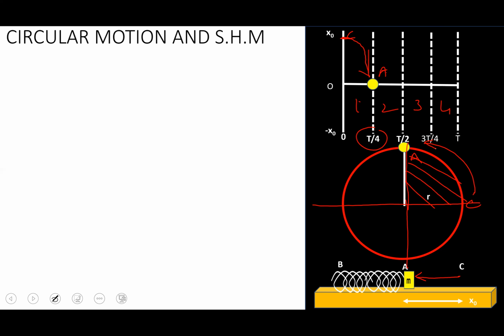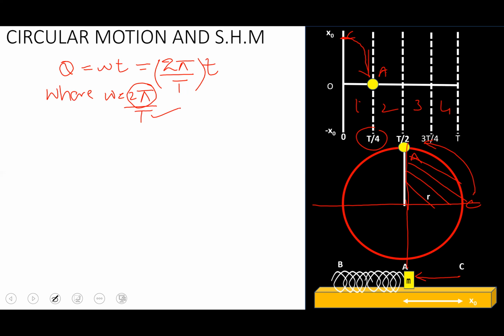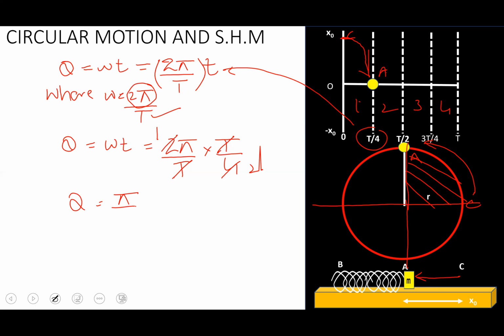If we want to write this in the form of radians, then we can use this formula: theta is equal to omega t. And since we want the body to move in a circular motion, omega is equal to 2 pi divided by T, into small t. That means the distance traveled by the body is 2 pi, the whole circle, in the time period T. Now, if we put in the value of t as T by 4 in this equation, theta is equal to 2 pi divided by T times T by 4. This T and this T will cancel out, 2 ones are 2, 2 twos are 4. So theta is equal to pi by 2. So in radian form, this time period will be pi by 2.